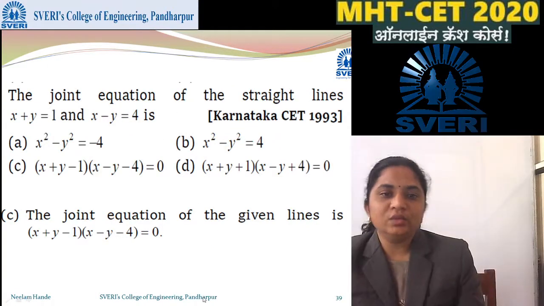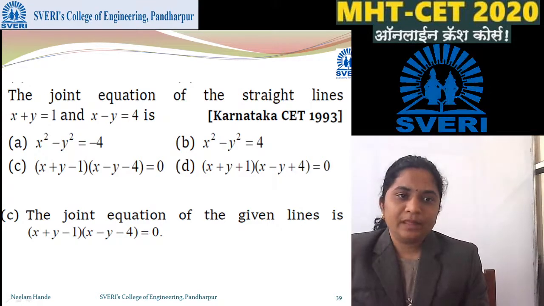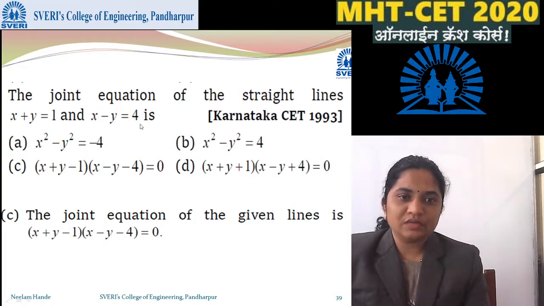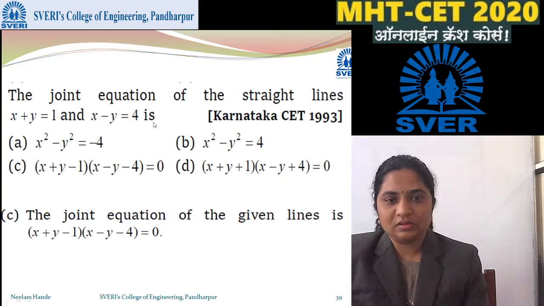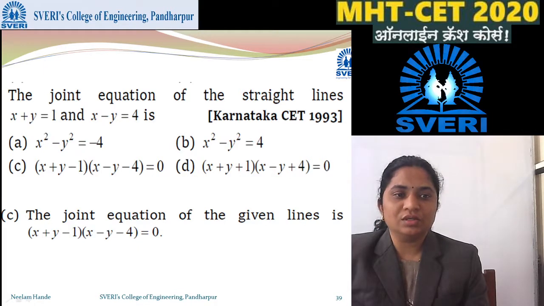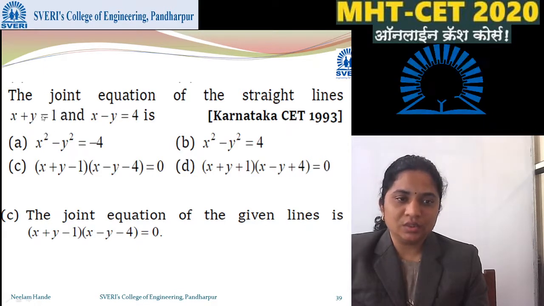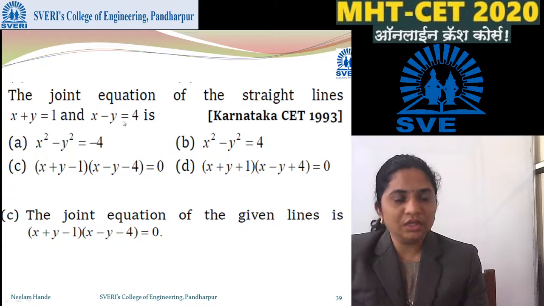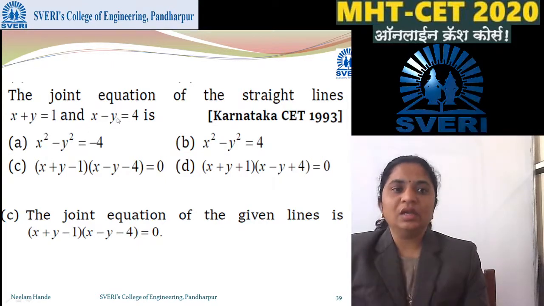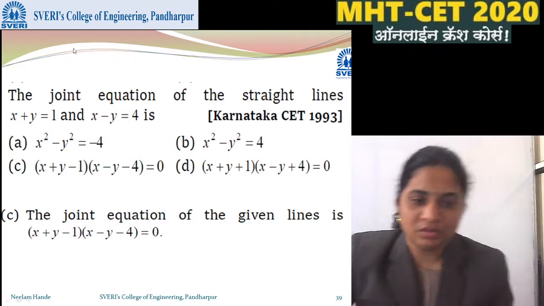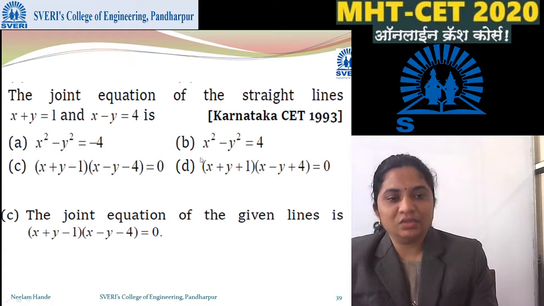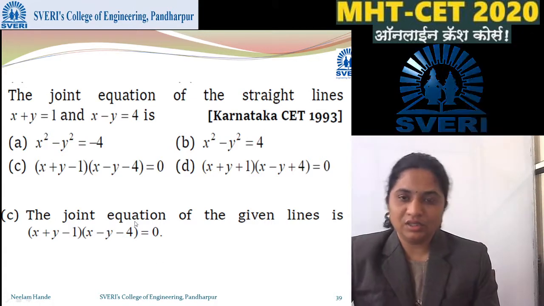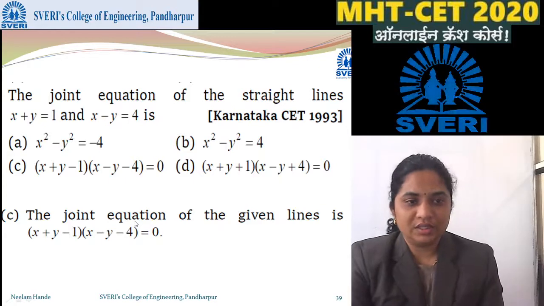Next, the joint equation of the straight lines x plus y equal to 1 and x minus y equal to 4 is. Joint equation is what? Just try to write it as an equation. So x plus y minus 1 equal to 0 form, try to obtain. x minus y minus 4 equal to 0, and just multiply them together. That will be the joint equation. So the correct option is C.